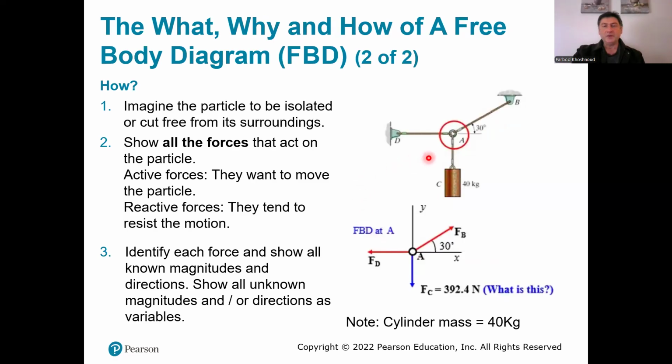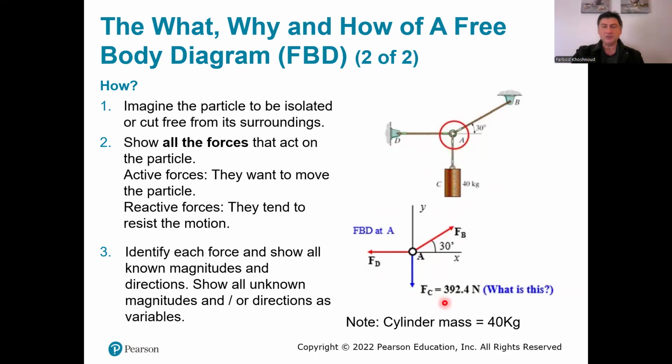And if we consider point A in this case, which is a point that is connecting all these cables together, then take that particle out and draw the free body diagram, which means that you assume that A is a particle, and you show all the forces applied to that particle A. That includes the tension in this cable, the force F sub B towards B, and the force towards D, F sub D, or the tension developed in this cable, and also the vertical cable, which is also force F sub C.